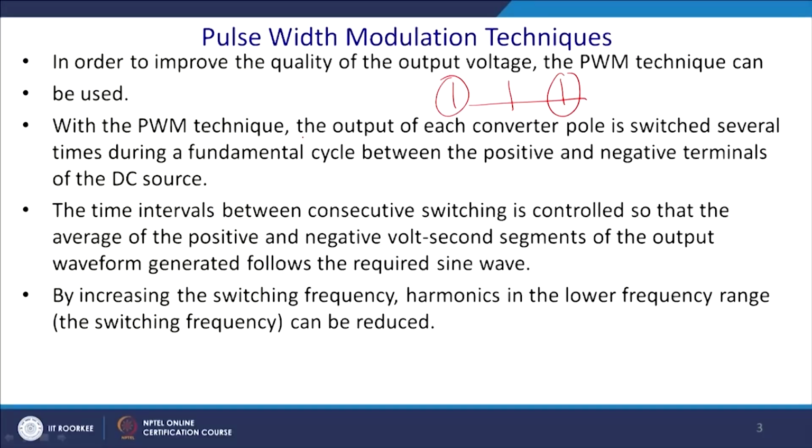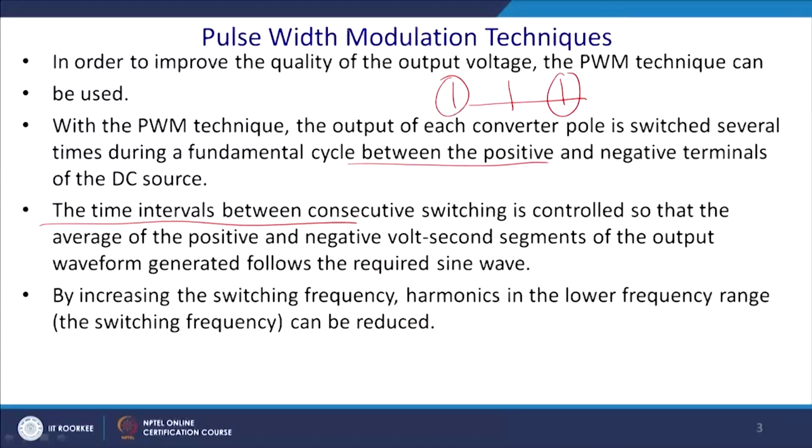In the PWM technique, the output of each converter pole is switched several times during the fundamental cycle between the positive and the negative terminal of the DC voltage. So it will switch over between the plus and the minus terminal for the 2-level inverter, while in a multi-level inverter it can be switched at different levels. So, different kinds of modulation technique are required for multi-level inverter or 2-level inverter.